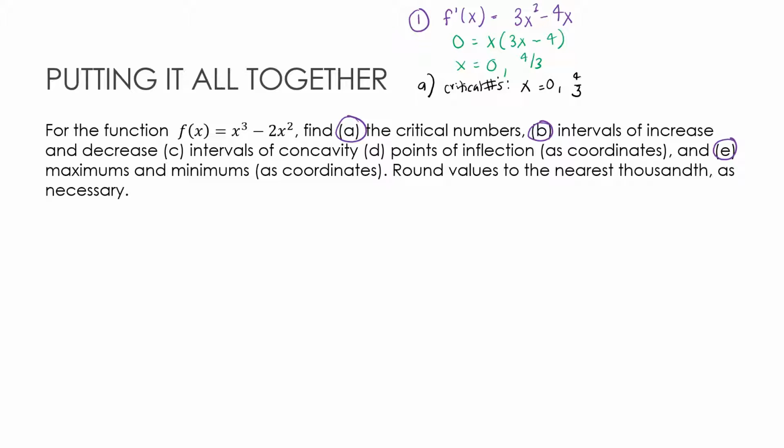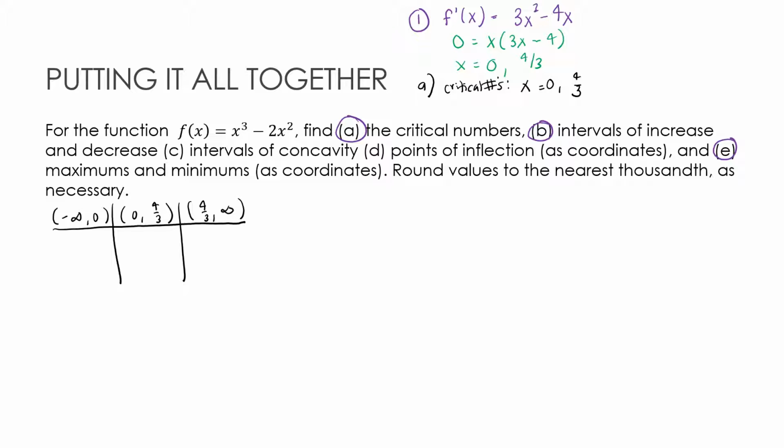For B, I want the intervals of increase or decrease, so find those intervals. So again, I'm just going to make a table down here. I'm going to use the points of 0 and 4/3 to come up with those intervals. And I'm just going to make the short version of the table, where I'm only going to put the intervals and then plus or minus, again for the sake of time.